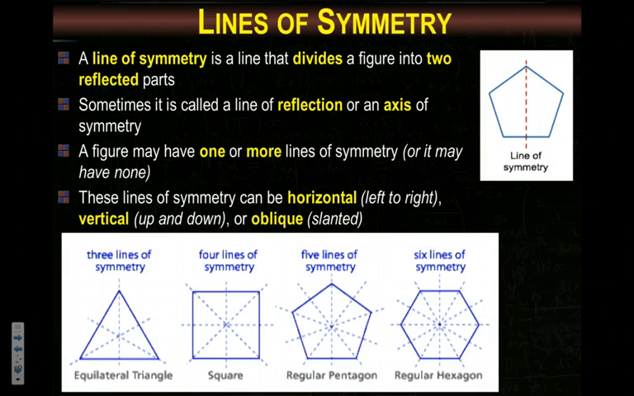Then the other line of symmetry is called the oblique line. This is one that's not horizontal or vertical. So in other words, a slanted line. And you can see that occurs also in all four. Except for the first one. No, it has a slanted line right there. This one, correct, yes. This one does not have that. Okay.